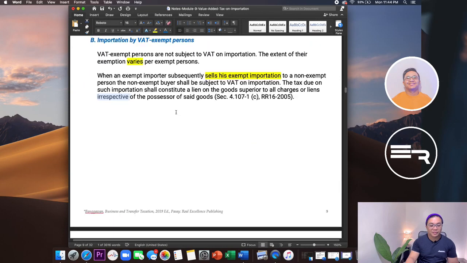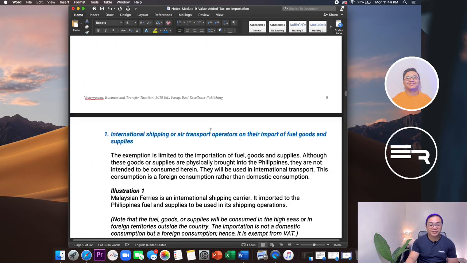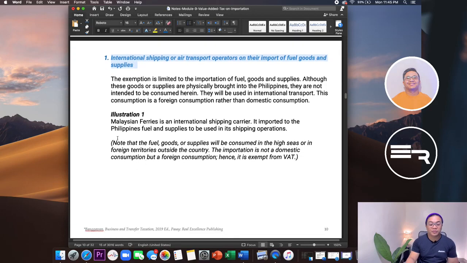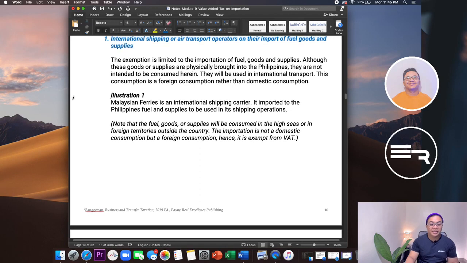Okay? Under importation by VAT-exempt persons, nakalagay dito, number one, same din, di ba? We discussed this: international shipping or air transport operators and their import of fuel goods. Sabi ko nga, pag may illustration, kung medyo mahirap i-analyze, just go directly doon sa note, kasi doon sa note yung explanation na mas clearer. Tapos i-reconstruct mo siya when you study. Paano nag-come up sa ganung note yung book natin. Okay?